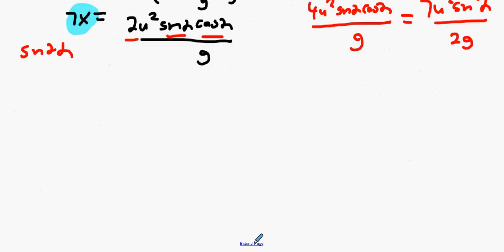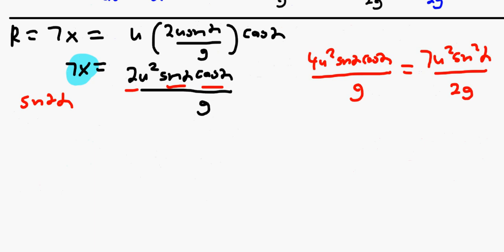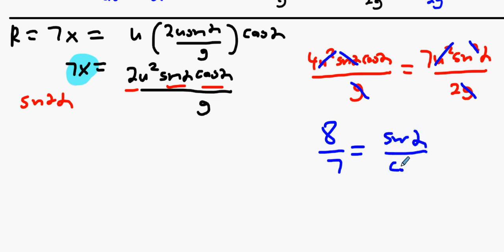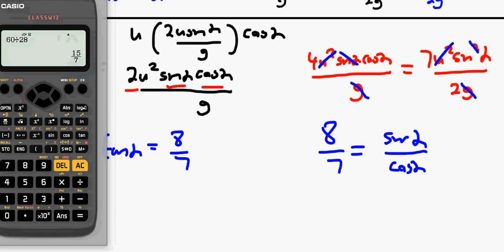Okay? So, what you're going to get here is, would everybody agree that sin alpha cancels with one of the sin alphas over there? That u squared cancels with that u squared. That g cancels with that g. 2 multiplied by 4 is 8. 7 goes from multiplication on the right to division on the left. Cos alpha goes from multiplication on the left to division on the right. And lo and behold, you're now here. Happy days. You're going to get tan alpha equals 8 over 7. Then you're going to tan inverse your angle.